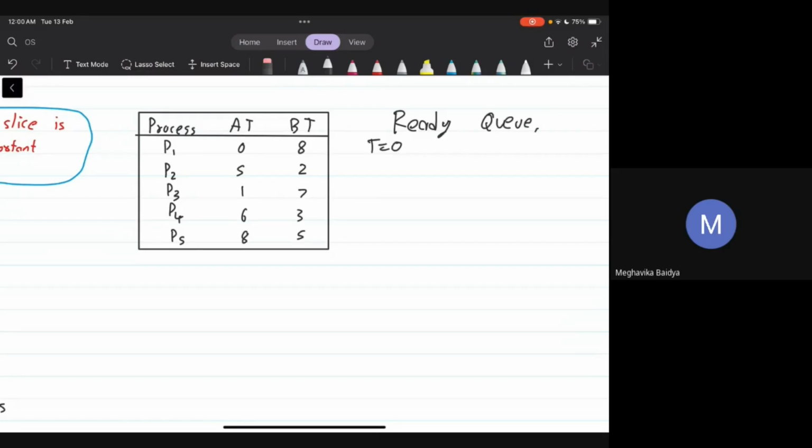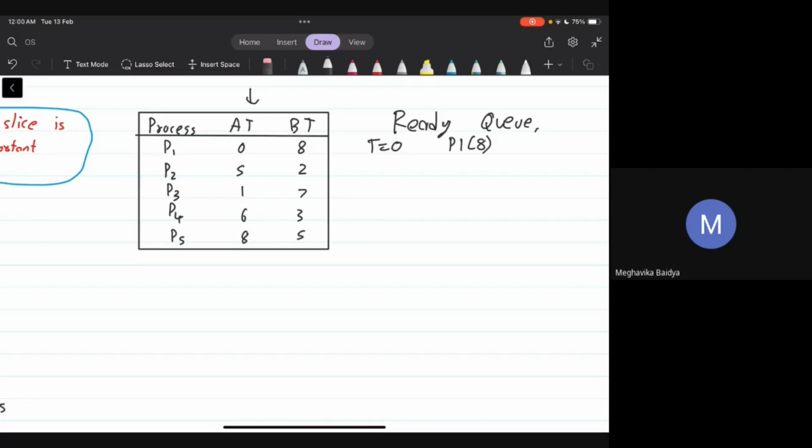At t equals 0, we have P1. Here we have arrival time. Last time when we did round robin, we didn't have arrival time, but this time we have arrival time. So we have to do the ready queue. We have to be careful here. P1 comes first at t equals 0 with a burst time of 8.